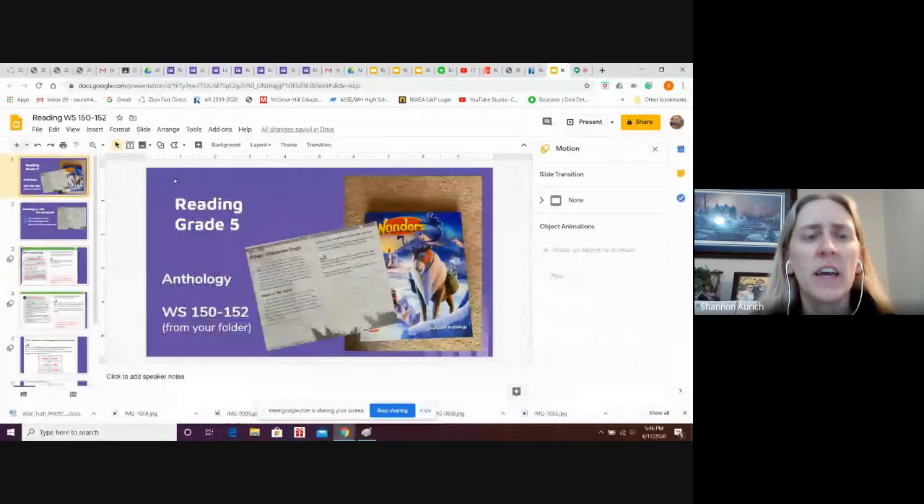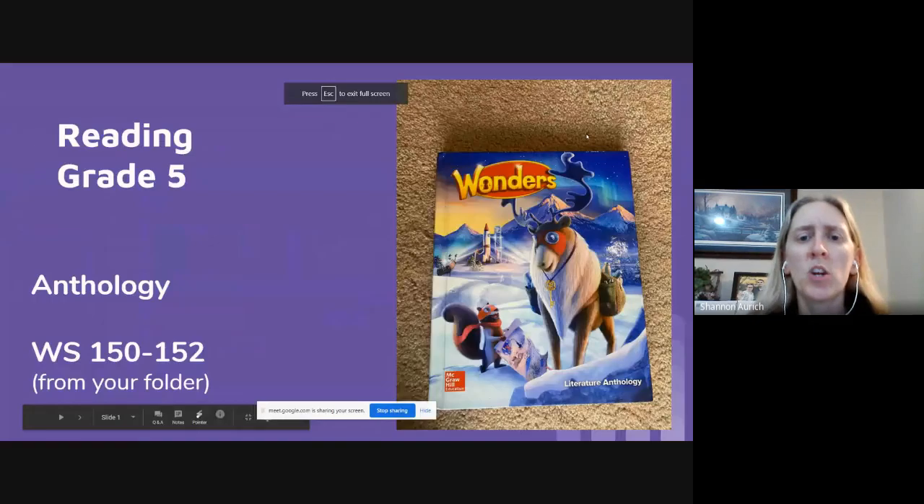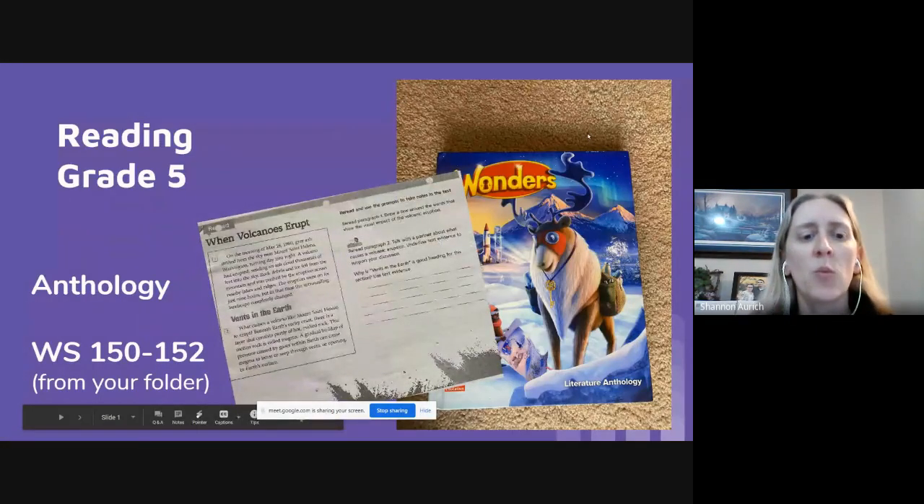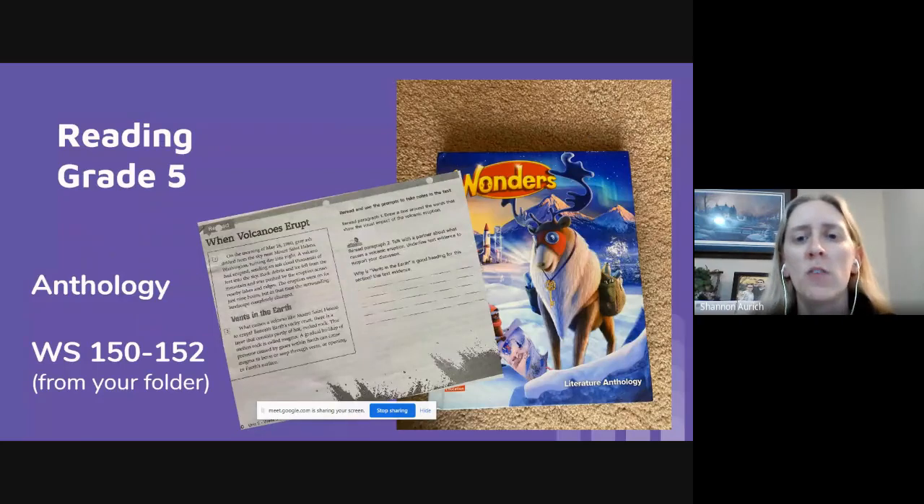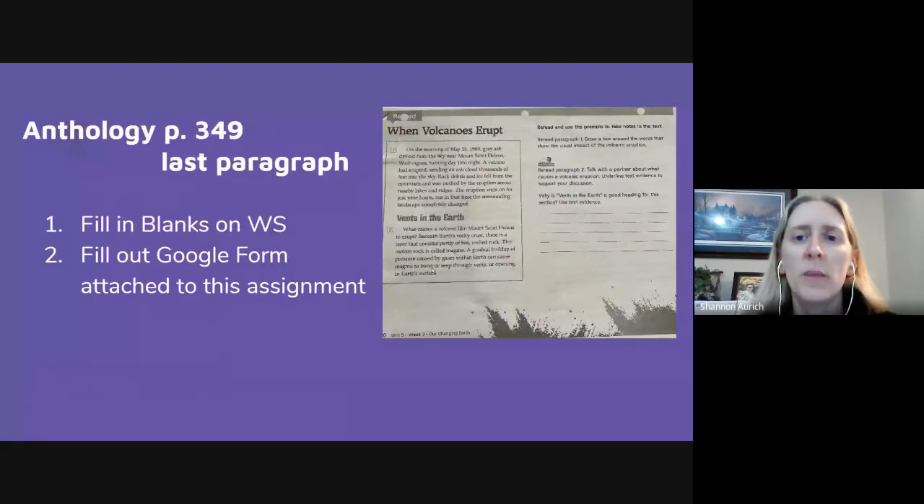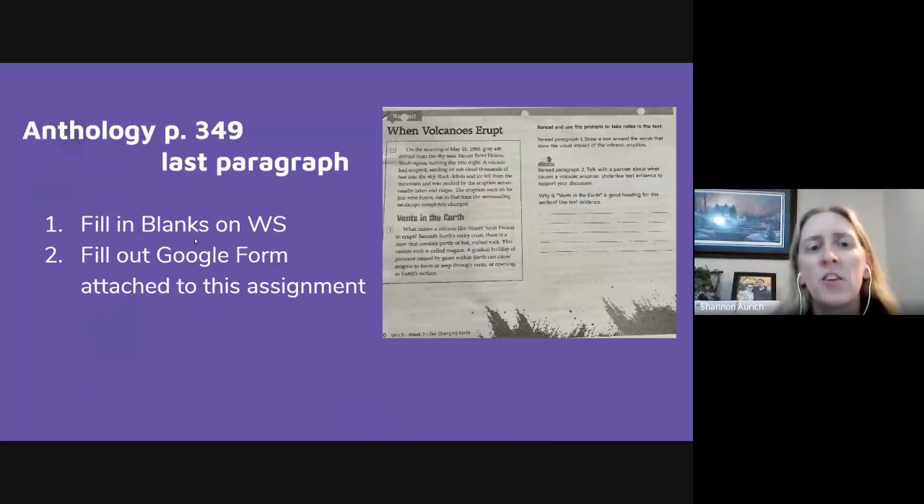Go ahead and take out your worksheet that goes along with When Volcanoes Erupt. It is worksheet page 150 and 152, and it looks like this. All right, here's another picture of it. We're going to fill out the blanks on the worksheet together. We're going to do a lot of this together, just like we do in class, and then you're going to submit some of the answers on your Google form.